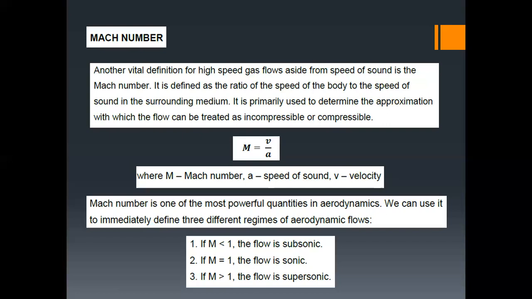Okay? So, mas prefer, mas ginagamit yung Mach number talaga na 0.3 above 0.3 as a compressible flow. So, simply, yung formula ng Mach number natin is Mach number is equals to your velocity of the body or the object over the speed of sound. So, Mach number is one of the most powerful quantities in aerodynamics. So, you can use it when you need to define the three different regimes of aerodynamic flows.